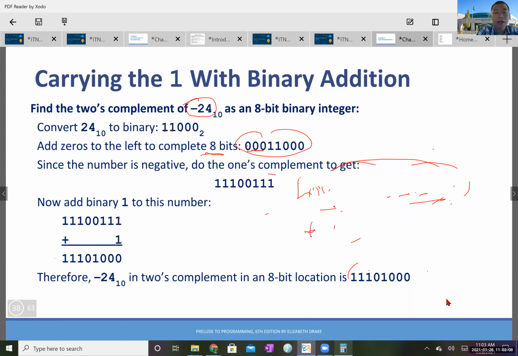Okay, so now if I have an example, if I have 1, 1, 1, 1, 1, 1, 0, 0 here, what do you think? Negative. I make it simple here. What is the decimal number of this one?